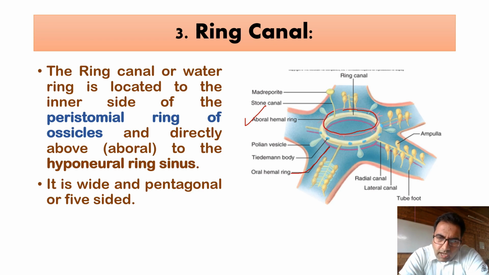Now I shall be showing you in blue, this is the ring canal. I may be using the bold. This one is the ring canal, that is above the oral hemal ring and below the aboral hemal ring. So it is wide and pentagonal, or five-sided, as shown in the previous diagram as well.